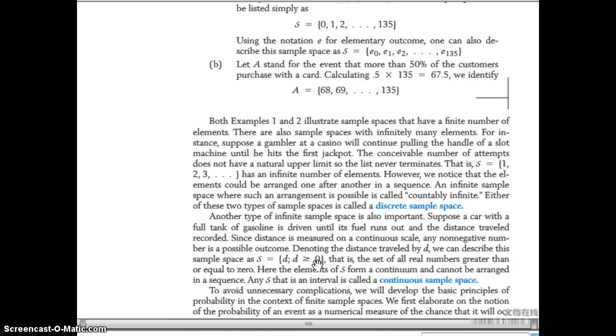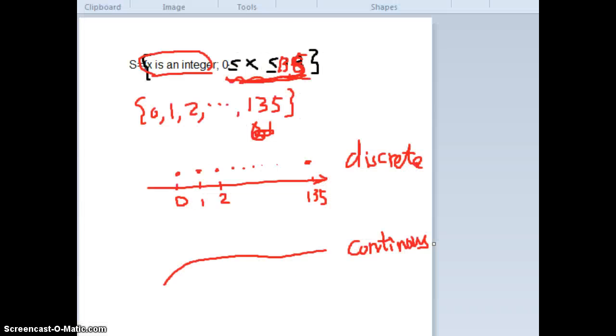But if it has a little bit of gas and it can drive, say, 0.5 miles, 0.6 miles, 0.7 miles, or even 0.1 miles, 0.11 miles, 0.111 miles, 0.11111, and so on. So you can see the distance a car travels will not be just whole numbers. Well, it can be decimals, fractions, and it could even be radical numbers. So the distance depends on how much gas is in the car.